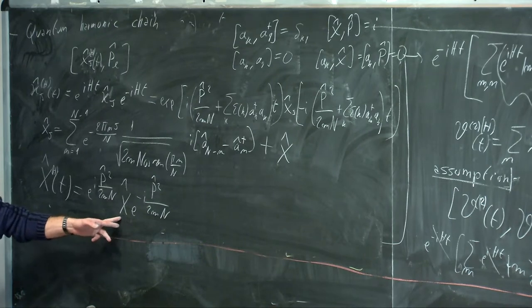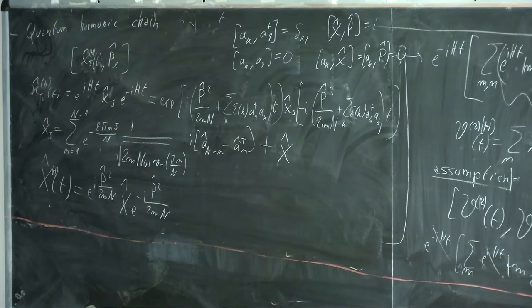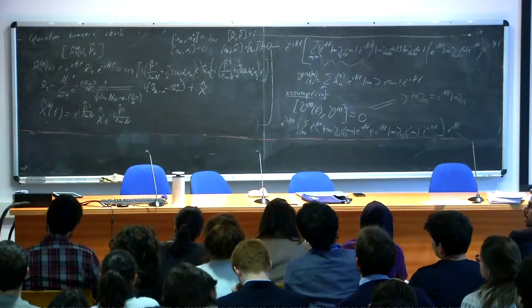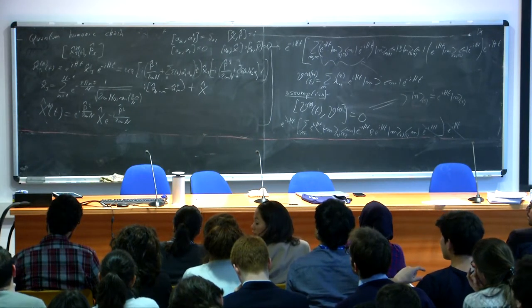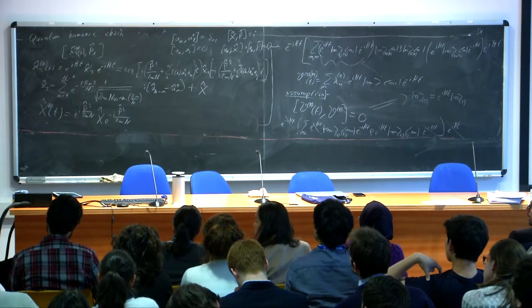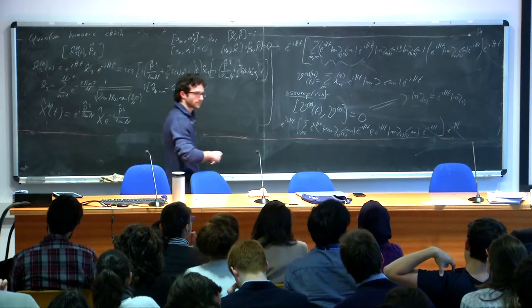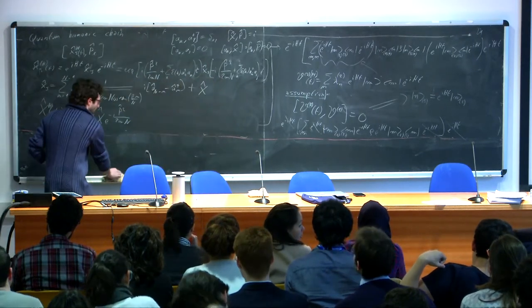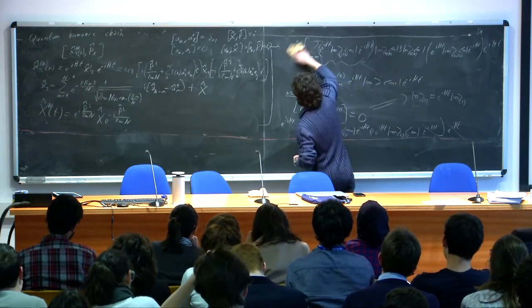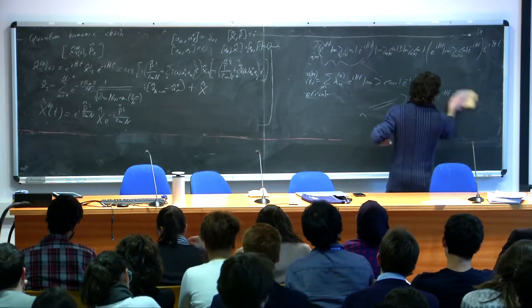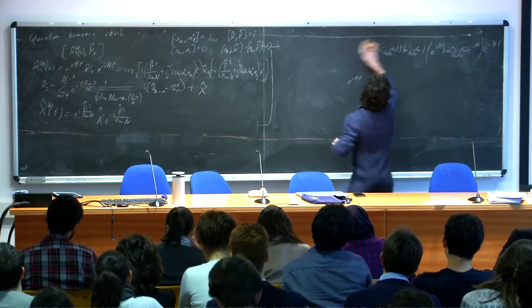How do you compute this? Any idea? And how do you see that there is a commutator here? It's correct, just asking. And so you are suggesting to use a particular identity.